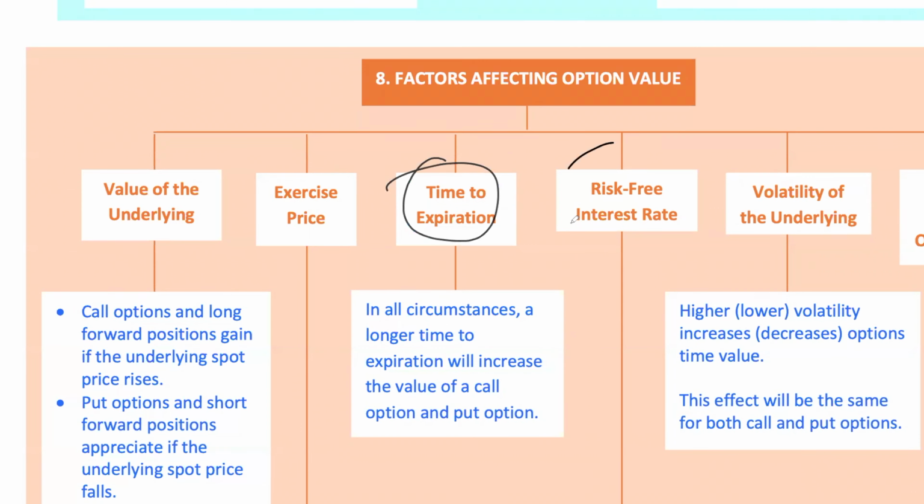Speaking of time, let's talk about interest rates. Think of it this way. When rates are higher, the discounted value of your strike price is lower, which makes call options more attractive. Conversely, higher rates will hurt the value of puts because the strike discounted back to present terms is smaller. So rising risk-free rates actually increase the value of call options and decrease the value of puts.